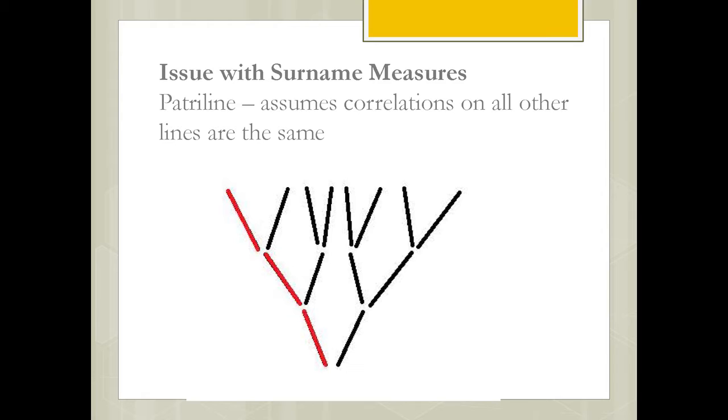Now, the only issue with surname measures is that they measure social status along the patriline, and they ignore all the other lines of descent.